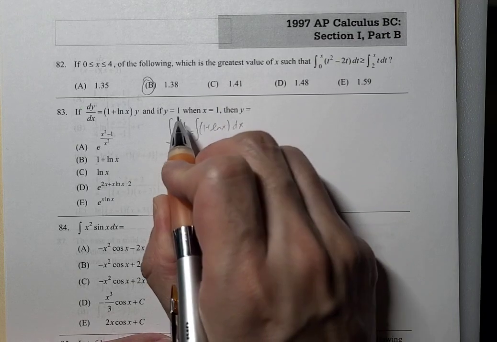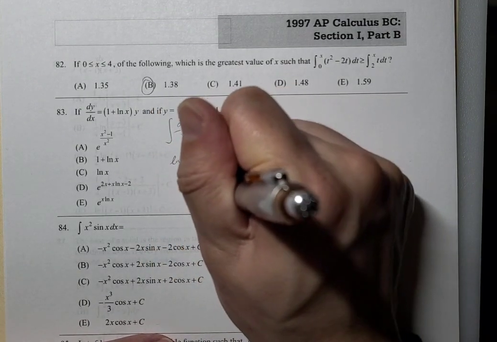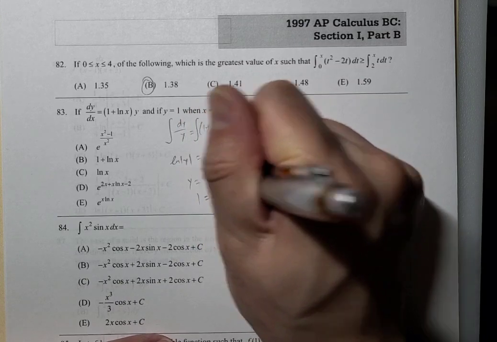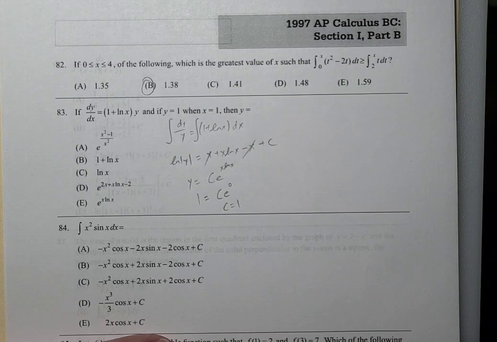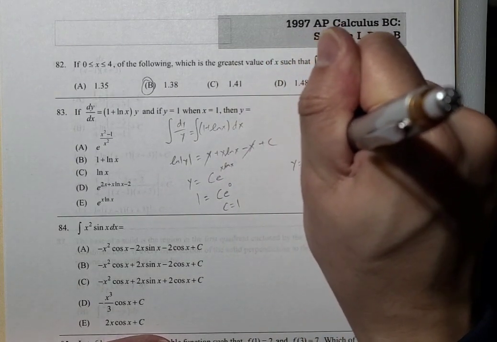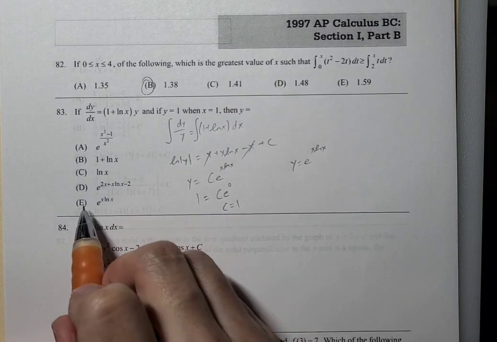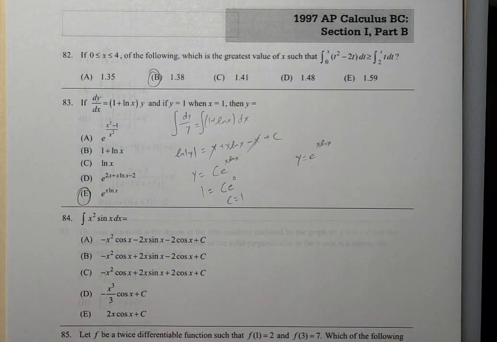Now we have when y is 1, x is 1. So 1 is equal to c e to the 0, because ln 1 is 0. So c is equal to 1, okay? So our y is just e to the x ln x. This is our particular solution. Choice E. Okay.